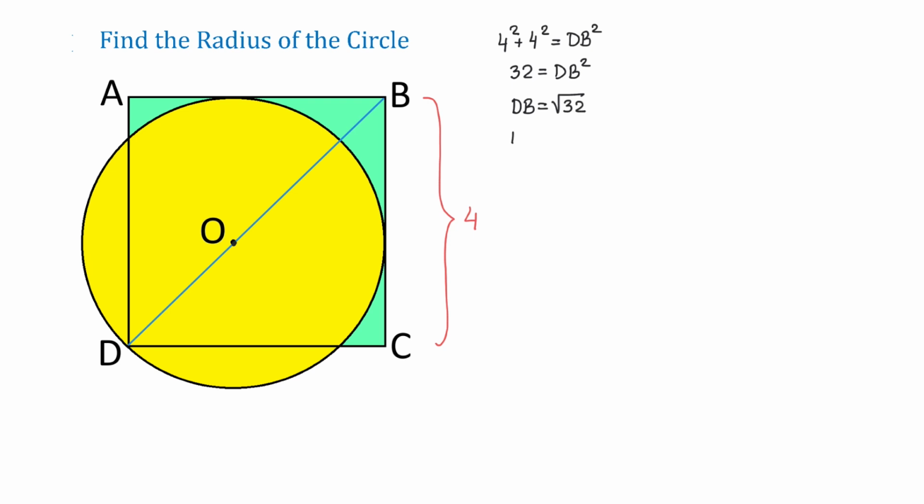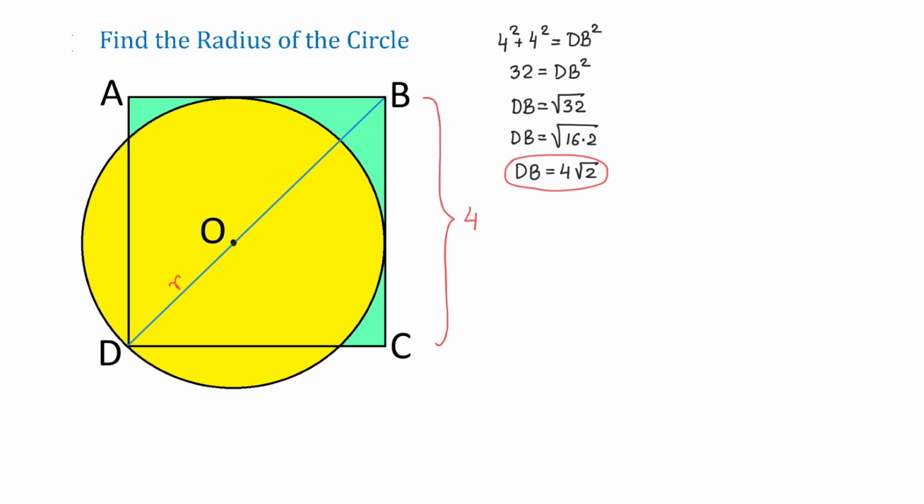Now to simplify this radical, we will write 32 as a product of 16 and 2. Then the square root of 16 is 4, and now DB equals 4 square root of 2. Now let the radius of the circle be represented by r.